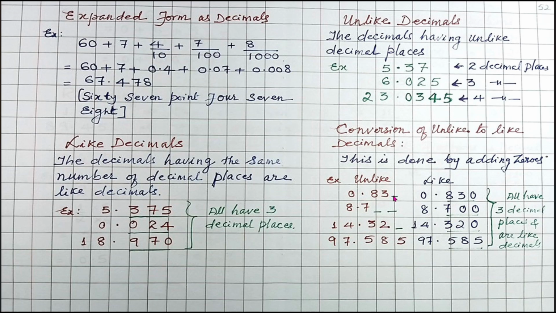Now we have 0.83, 8.7, 14.32 and 97.585. They are all unlike. Now convert them into like decimals. Add 0 here, it becomes 0.830, add 2 zeros here, it becomes 8.700, then add 1 zero here, it becomes 14.320. Add nothing here, because there are already 3 decimal places. So all of them have been converted into 3 decimal places, that is, unlike decimals have been converted into like decimals just by adding 0 wherever they are unlike. So please remember that.